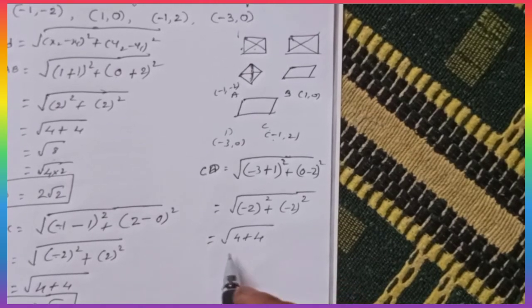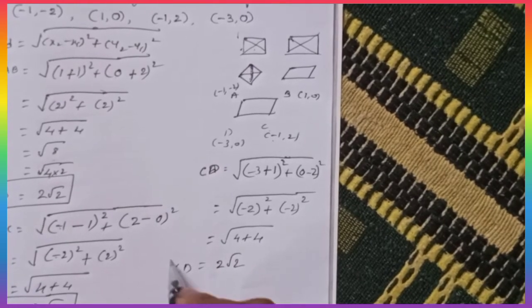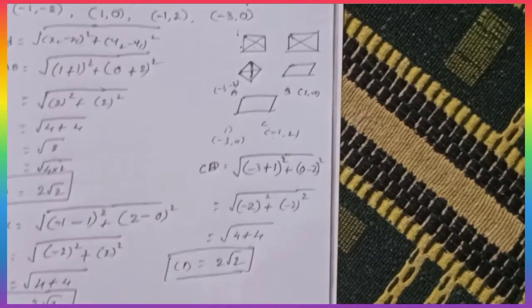Once again we are getting the same thing: 4 plus 4 is 8, and 8 can be written as 4 into 2. The square root of 4 is 2, so we can write it as 2 root 2. The distance between CD is also 2 root 2.